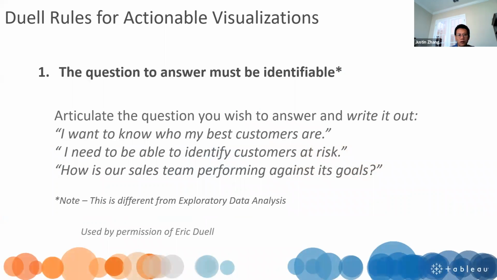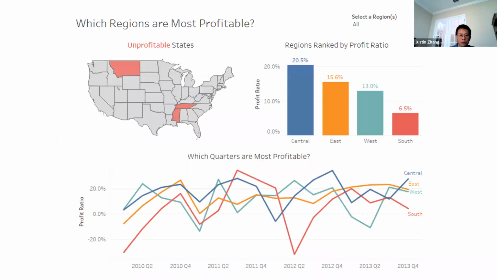First of all, the question to answer must be identifiable. This means we need to articulate the question we want to answer and write it out. You need to clearly understand which question you want to address in your visualization. In this example, you can see it's very clear. The question is which regions are the most profitable.